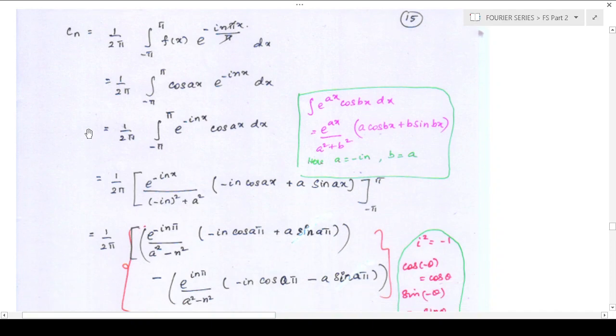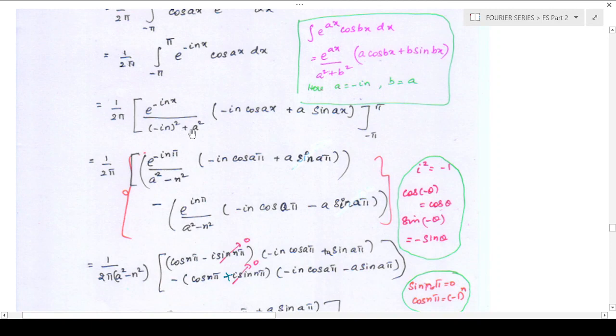Now you can do this integration in two ways. Either you can make this as the real part of e power iax, since cos ax is the real part of e power iax, and then you can integrate, but not necessary. We can go for the standard integral formula. You all know the integral of e power ax cos bx dx formula. See here, instead of a you have minus in, instead of b you have a. So in this formula, wherever you have a, you just go for minus in, minus in, right? Wherever you have b, write it as a. That's it. Apply upper limit minus lower limit, children.